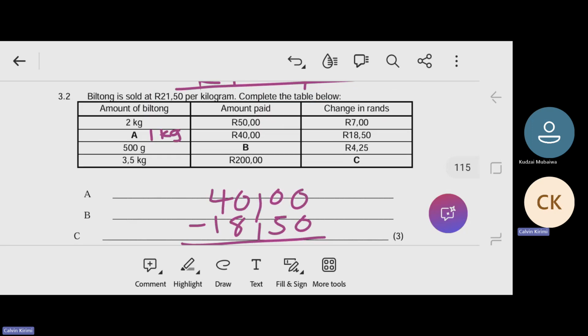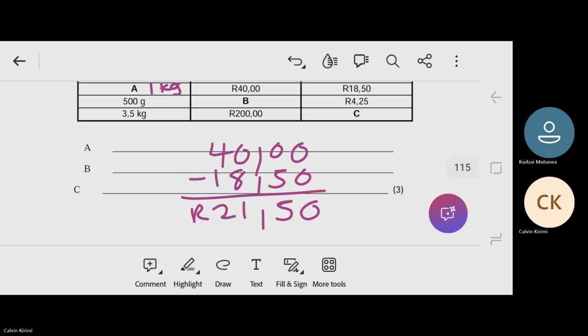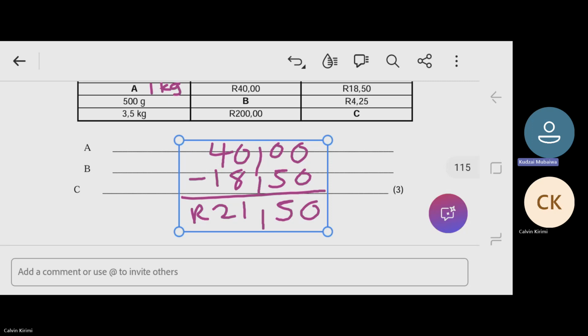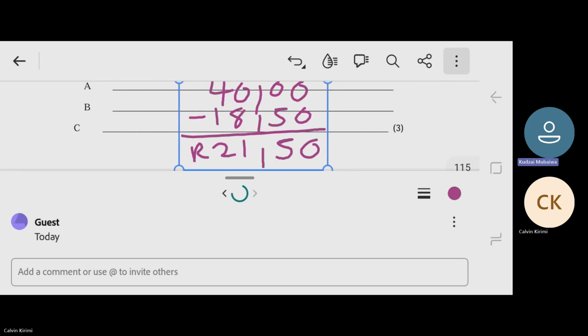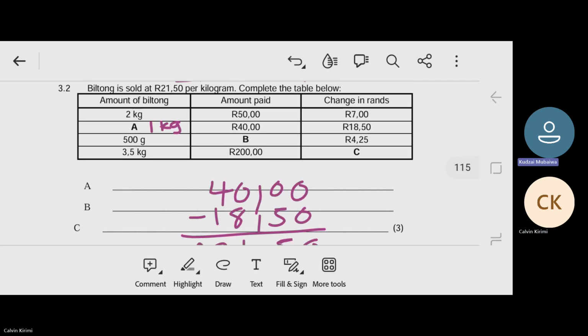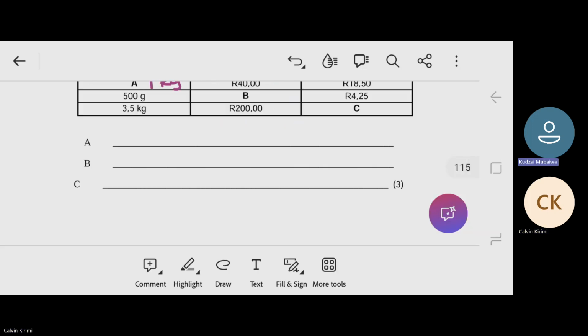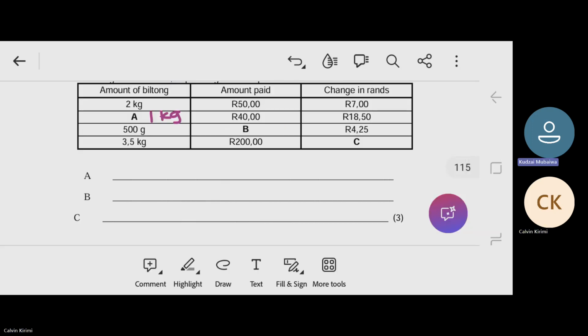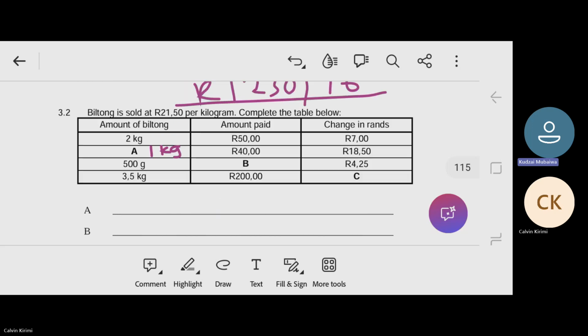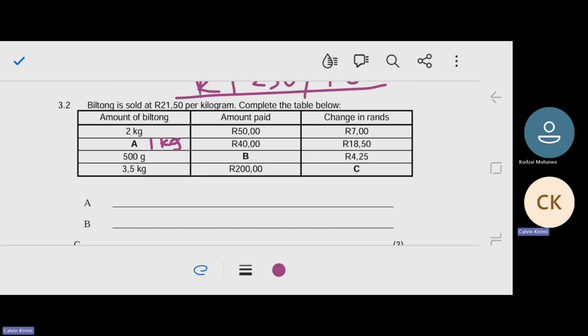What's happening at B? They bought 500 grams of biltong and they got a change of 4.25. Yes, so let's start by how much is 500 grams of biltong? We're going to take the price of 1 kilogram divided by 2. What do you get? 10 rand 75 cents. 10 rand 75 cents?